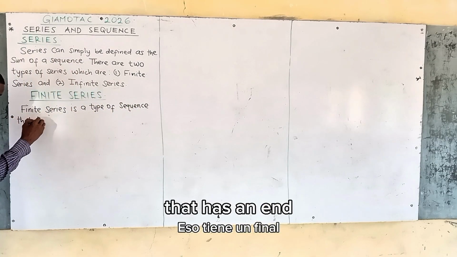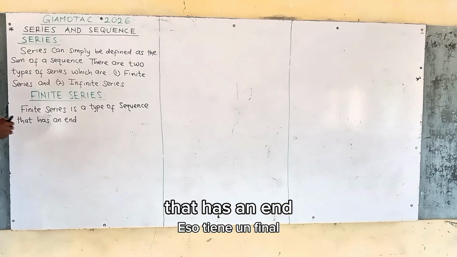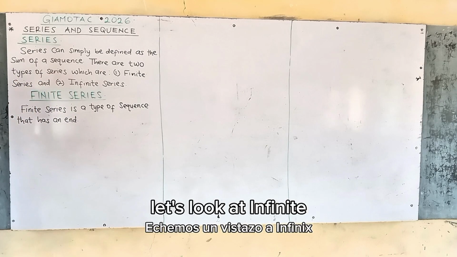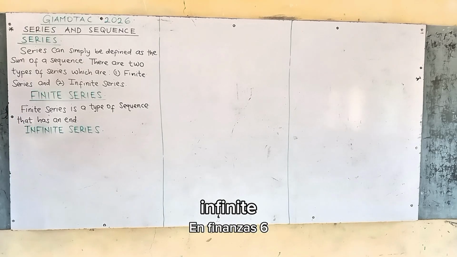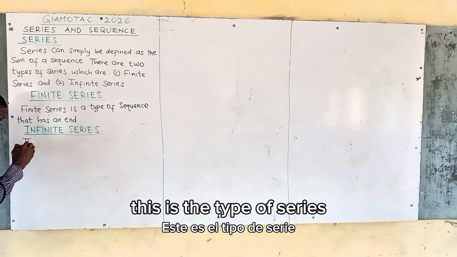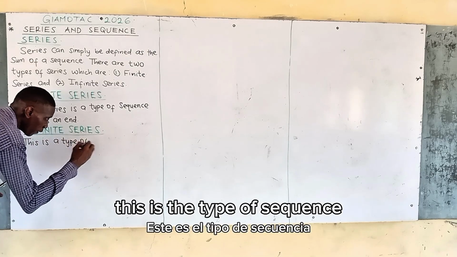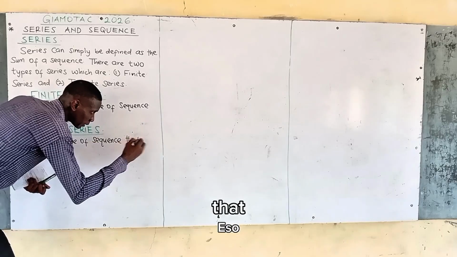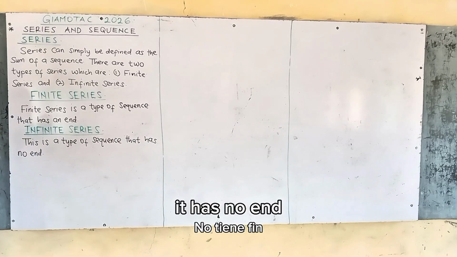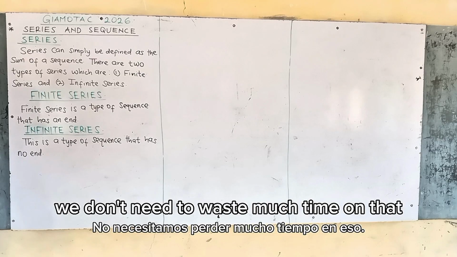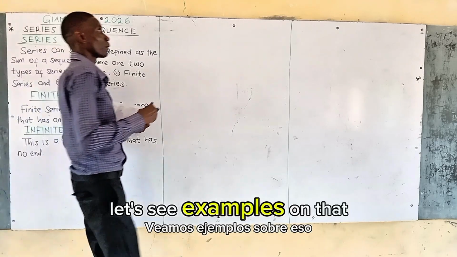That has an end. As simple as that. Let's look at infinite series. This is the type of sequence that has no end. It has no end. You don't need to waste much time on that. Let's see examples on that.